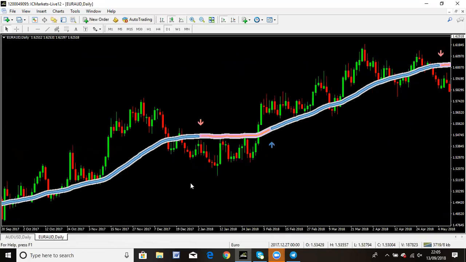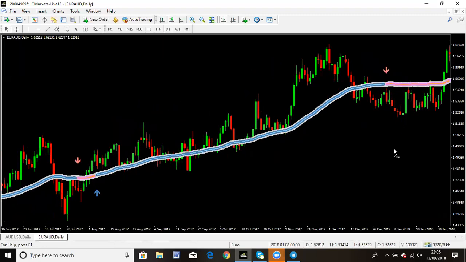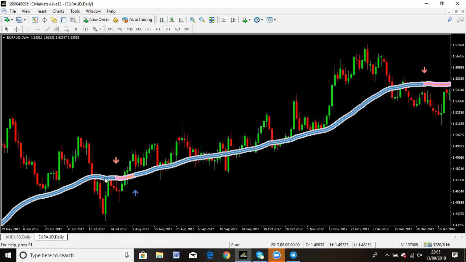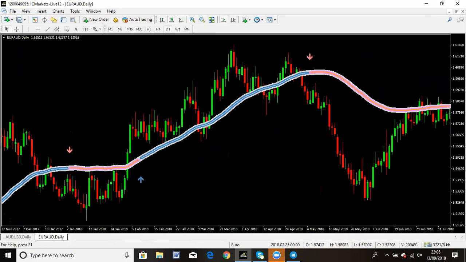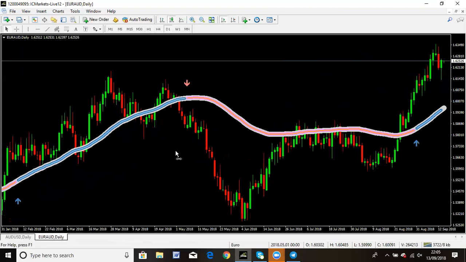I prefer the daily chart. I enjoy trading on the daily chart. Look at this trend. As you can see, it had a bit of a sideways move here on the daily chart. But again, just look at how it's going, right?